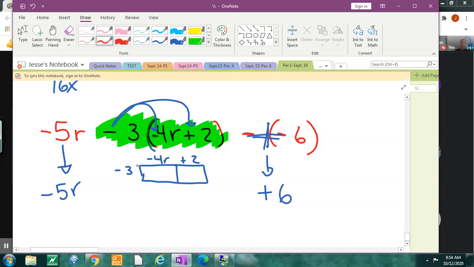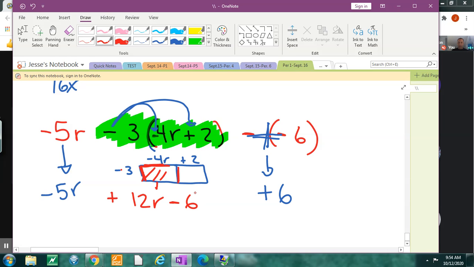Okay, so we're multiplying. Remember, length times width. Okay, so what's that? Negative times negative is what? Anybody? Yeah, positive. Very good. 12r. And then the next one, negative times a positive is negative. And then 3 times 2, 6. See, a lot of kids like to just drop the 2. Don't drop the 2. Don't drop the 2.